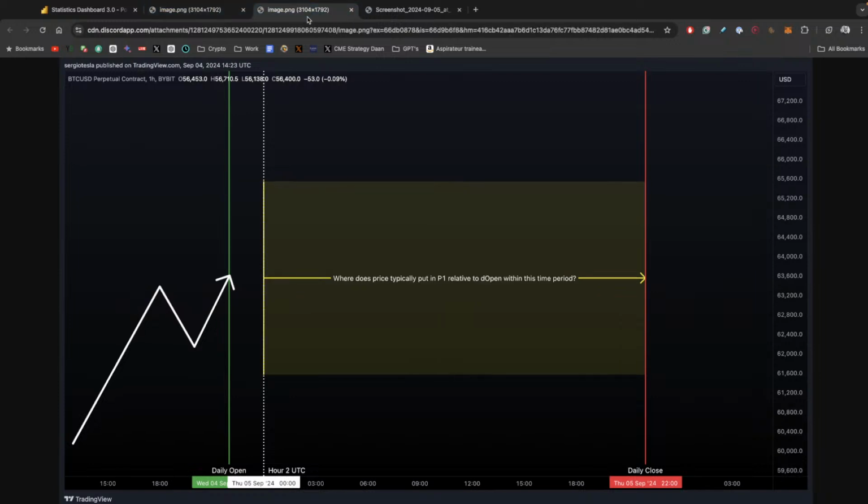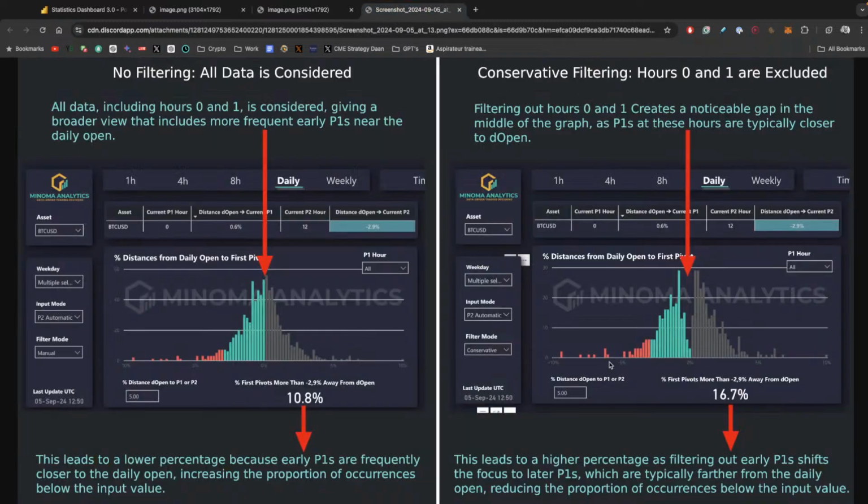Now, because we know these ones are usually put in close to the daily open, you get a more conservative estimate, because you remove this, and therefore the proportion that lies below the input or above the input value, depending on if you're bullish or bearish, is less, and naturally the percentage is higher. Now you might be wondering, okay, so conservative filtering gives more conservative estimates and therefore probably fewer false positives. Why would we not always use conservative filtering?